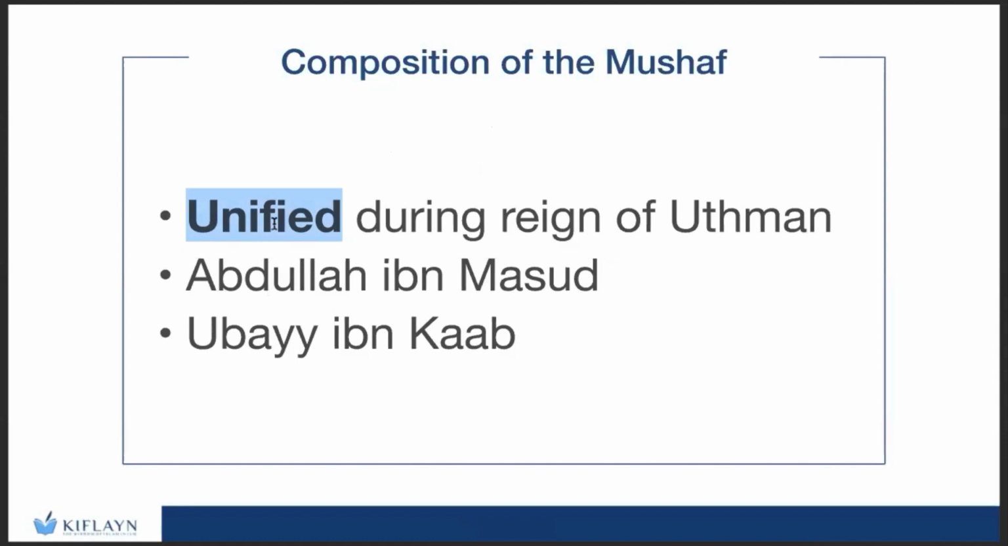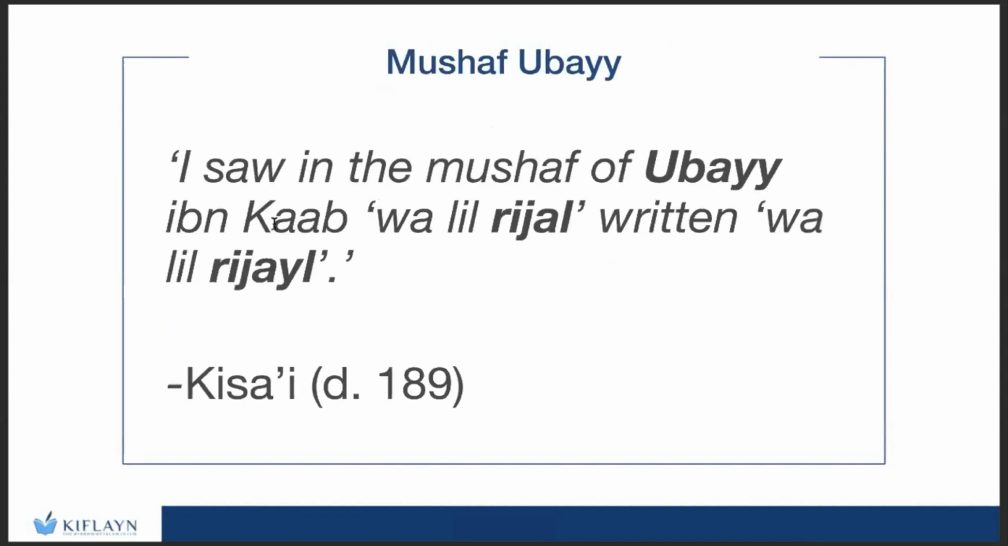So we find, if we delve deep into literature, we will find different narrations of how the Mus'haf was written in different ways. For example, Al-Kisa'i, one of the very early scholars of the Quran and of the Arabic language, said, I saw in the Mus'haf of Ubay ibn Ka'b that it says Walir Rijal, and it was written Walir Rijail with a ya. Okay, now why was it written like that?